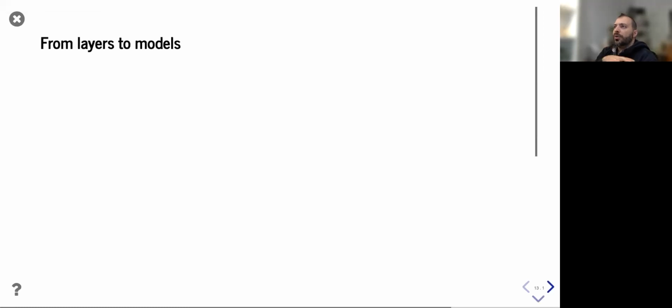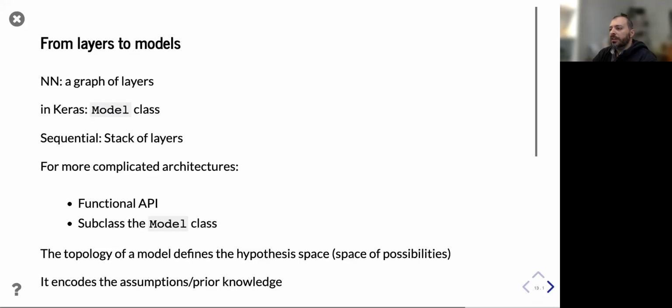Now, we saw how we can properly define a Keras layer. Now we will see how we can define the models. So in neural networks, a neural network is just a graph of layers. It's layers connected to each other. And this thing in Keras is the model class. So the same way we have the layer class for the layers, we have the model class for the models.